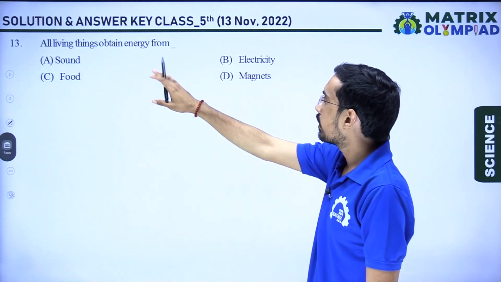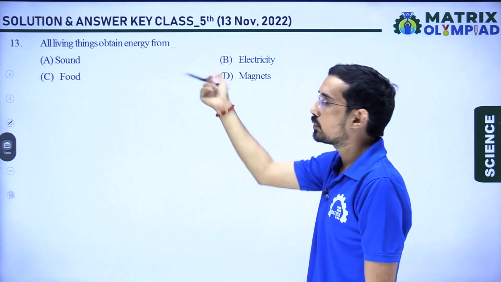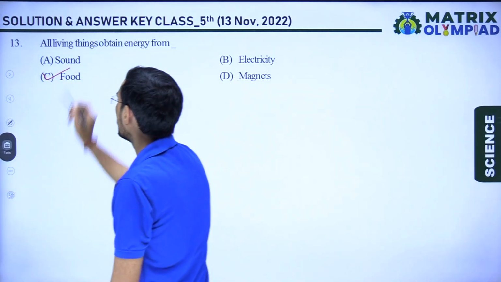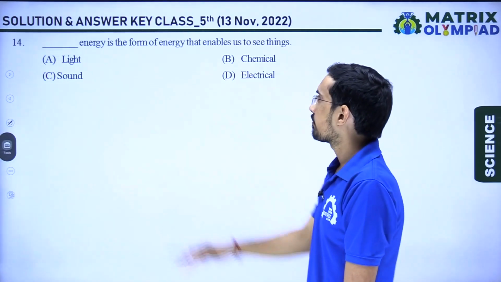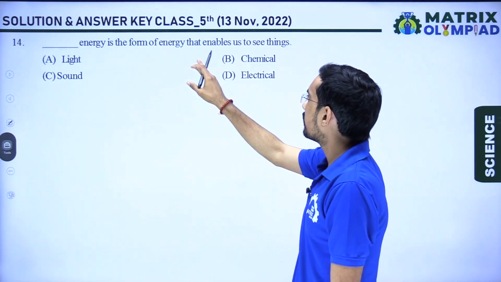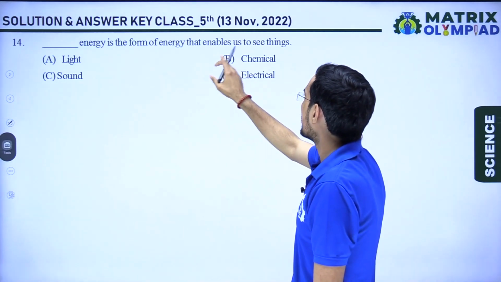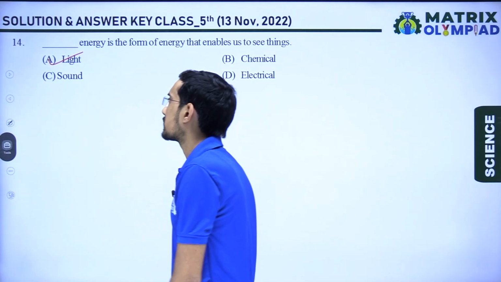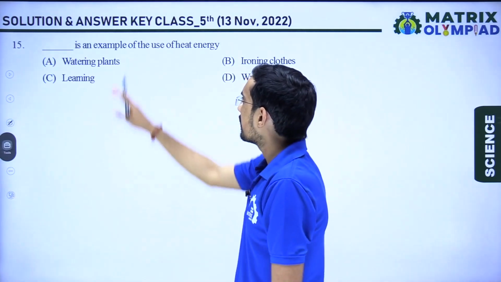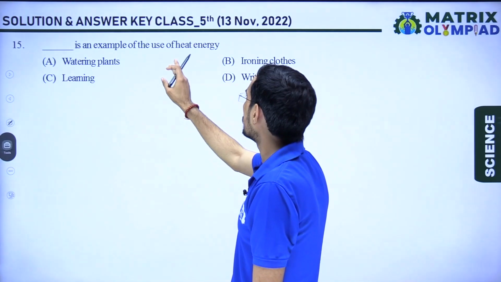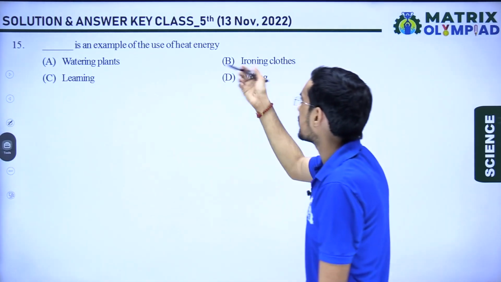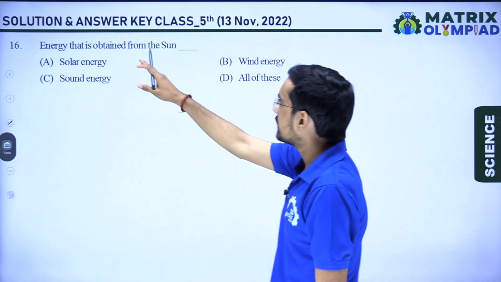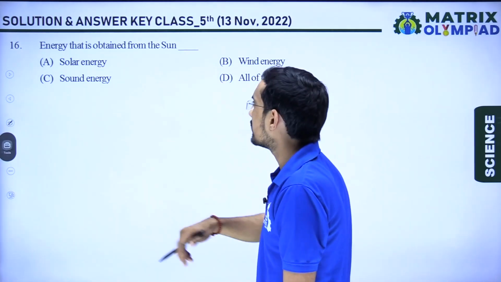Next question. All living things obtain energy. As we all know that living things obtain energy from the food. So correct answer will be option C. Next question. Dash energy is the form of energy that enables us to see things. It is called light energy. Correct option will be A. Next question. Dash is an example of the use of heat energy. Ironing clothes is the best example of the heat energy. Next question. Energy that is obtained from the sun is known as solar energy.